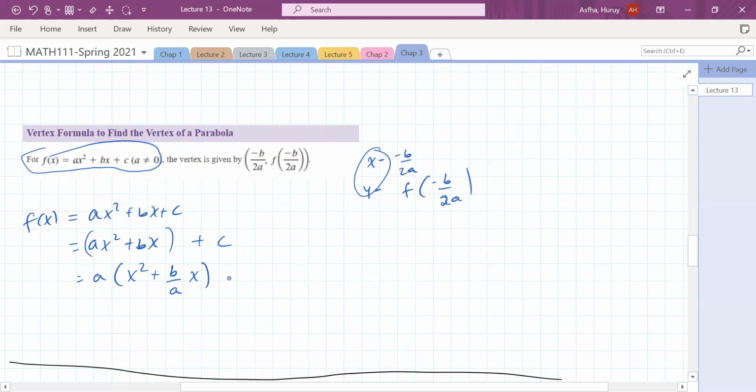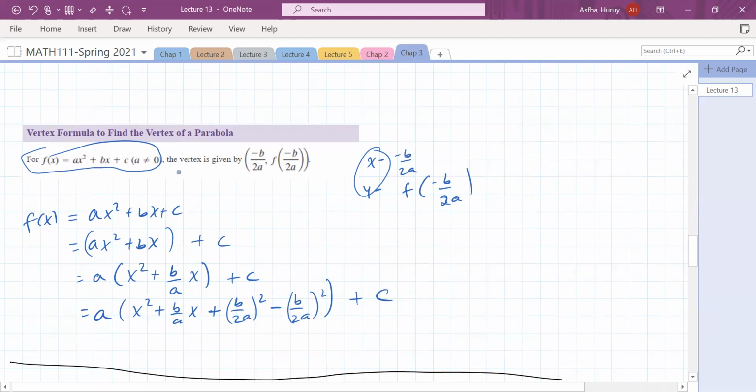Okay, this is what we have, plus c. Now we do the completing the square for this one, and we have ax squared plus b over a x. Now what do we add here? Half of this one, the square of half of this one, and that is b over 2a squared, and I subtract the same number because it has to be 0, plus c.